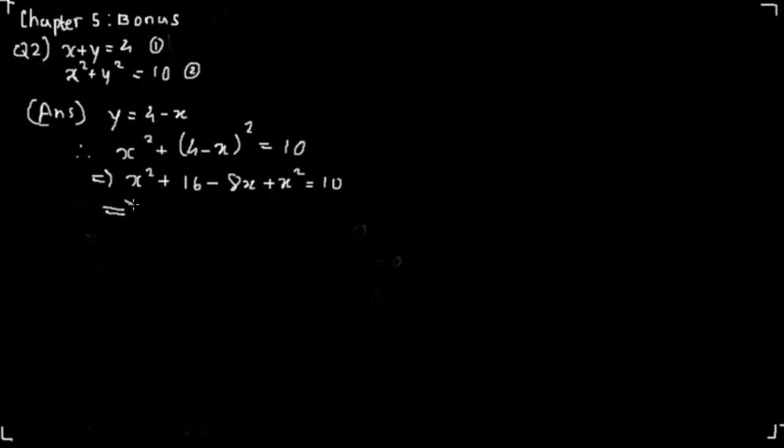And then here you can say that 2x squared minus 8x plus 6 is equal to 0, because you're moving this to the other side, so plus 6 equals 0. Now from here you can do whatever method you want. You can use the quadratic formula, or you can just factorize it yourself. So I'll just do that really quickly.